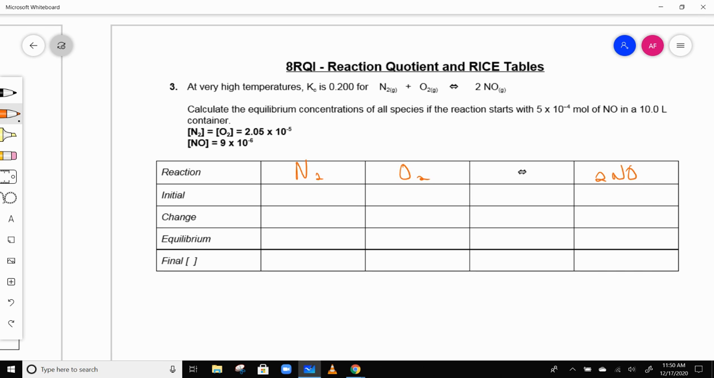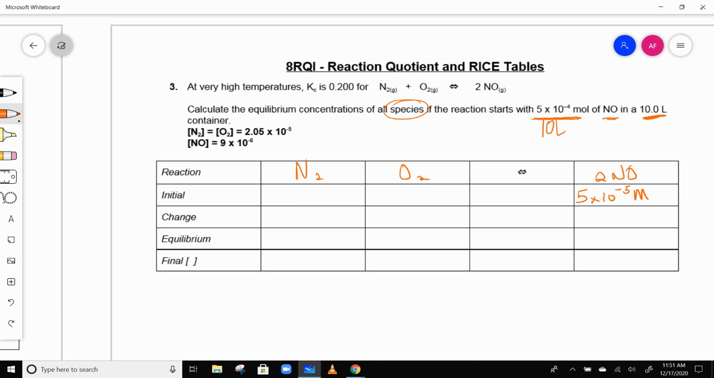We want to know the concentration of all species if the reaction starts with 5 times 10 to the negative 4th moles of NO in 10 liters. So first of all, we have to find the concentration. We just take these moles and divide by 10 liters. So 5 times 10 to the negative 4th moles divided by 10 liters, and we get an initial concentration of 5 times 10 to the negative 5th molar.